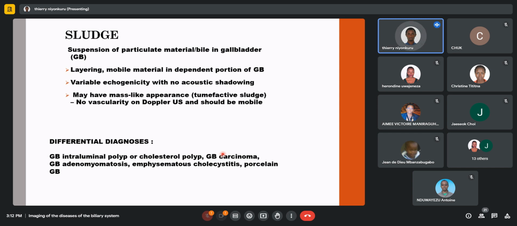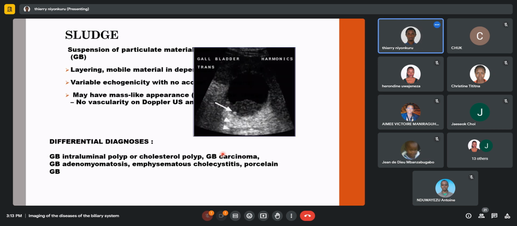For the differential diagnosis, we have gallbladder intraluminal polyp or cholesterol polyp, gallbladder carcinoma, gallbladder adenomyomatosis, and emphysematous cholecystitis. So this is a biliary sludge.